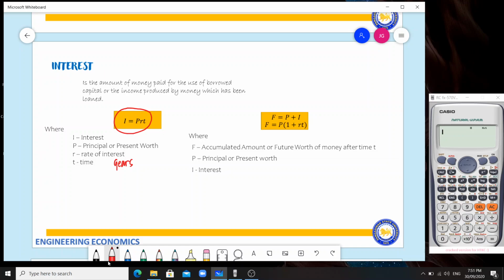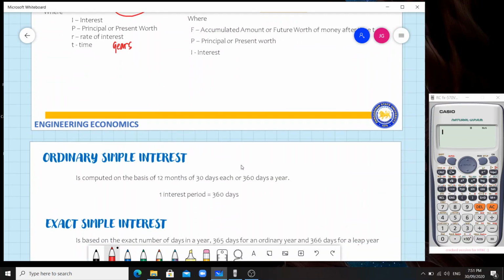So, paano mo naman malalaman yung total na babayaran mo or yung final worth na babayaran mo? Syempre, you have to add the principal to the interest computed. So, F is equals to P plus I, where F is the future amount or future worth of money after time T. P is the principal or present worth, and I is the interest. Okay, so you just have to know the formulas.